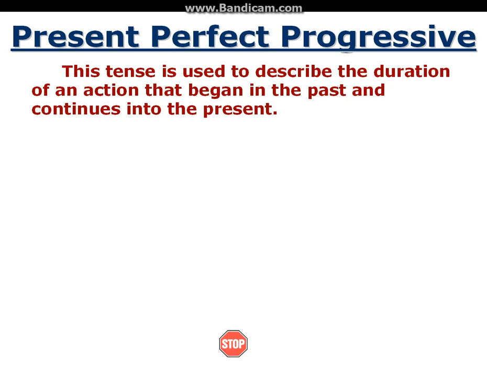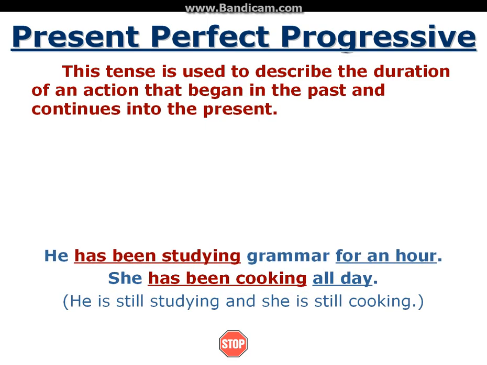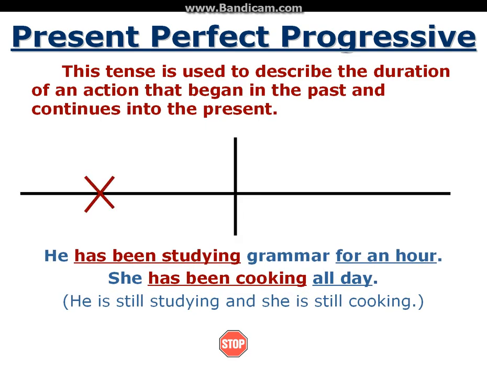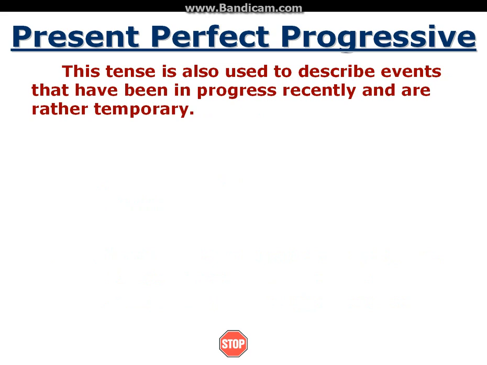The next tense is present perfect progressive. This tense is used to describe the duration of an action that began in the past and continues into the present. For example, he has been studying grammar for an hour. She has been cooking all day. He is still studying and she is still cooking.